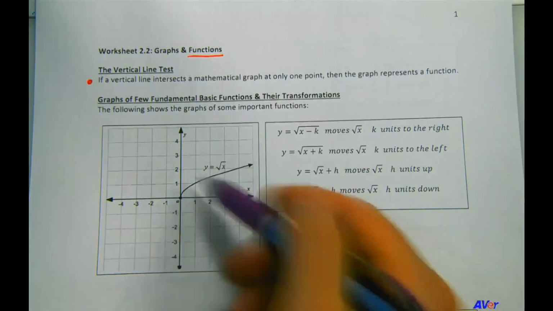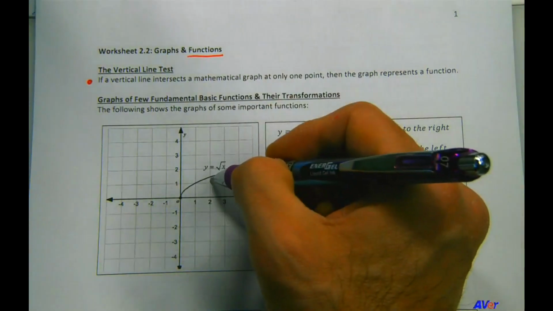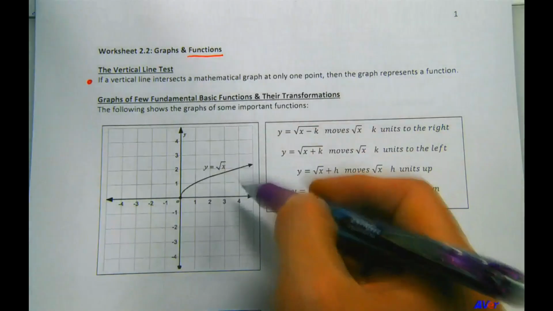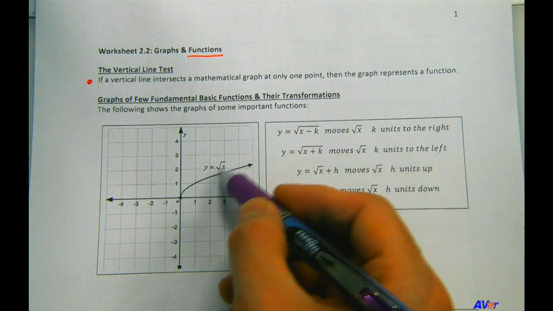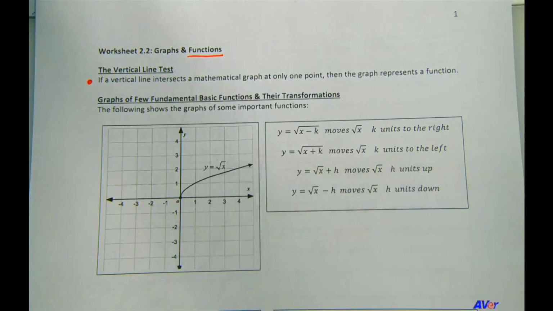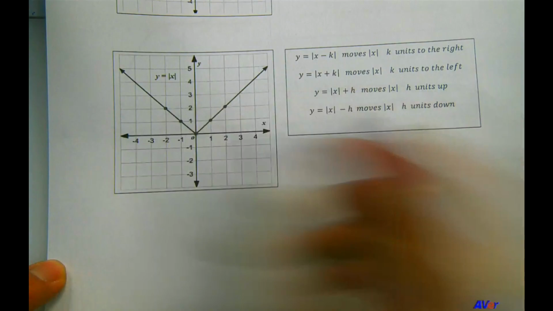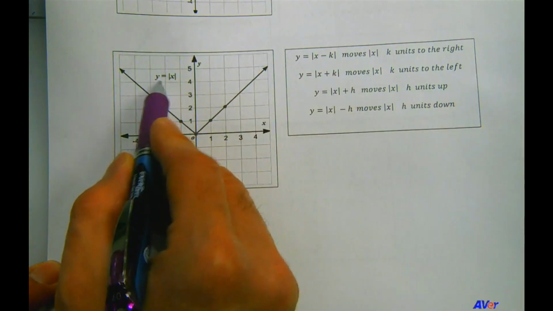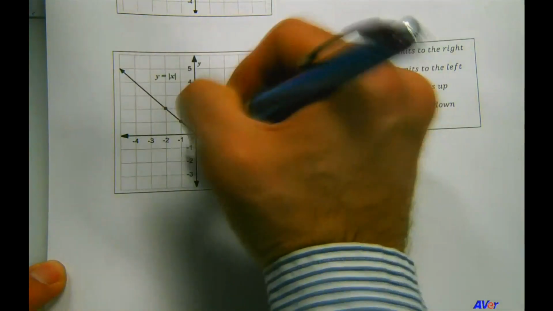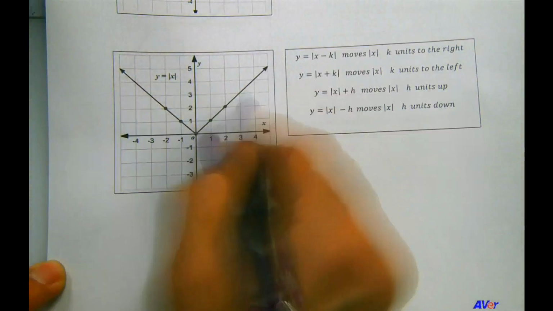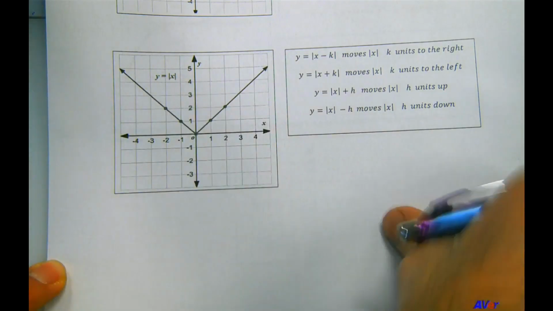So for example, for this graph, if you drop a vertical line, it will intersect it at only one point, right? So this equation represents a function. The same goes for this absolute value function. This is the graph of the basic absolute value function, y equals absolute value of x. If you drop a vertical line anywhere here, it'll intersect the graph at only one point. So y equals absolute value of x is a function.